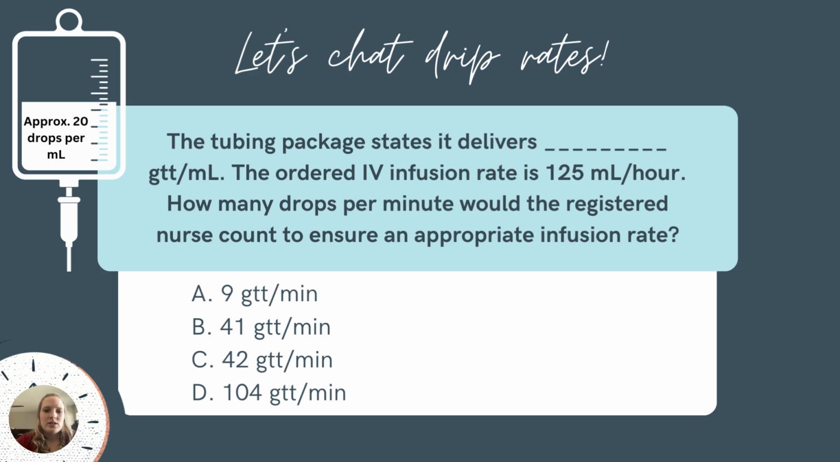So let's go ahead and solve this one, and let's read that question again. The tubing packaging states it delivers 20 drops per milliliter. The ordered IV infusion rate is 125 milliliters per hour. How many drops per minute would the registered nurse count to ensure an appropriate infusion rate? Round to the nearest whole number. Is it going to be A, 9 drops per minute, B, 41 drops per minute, C, 42 drops per minute, or D, 104 drops per minute?